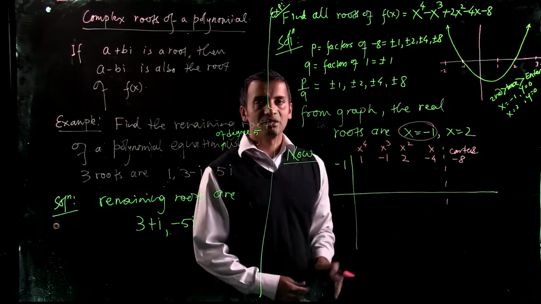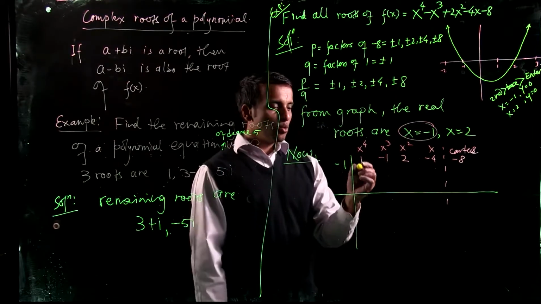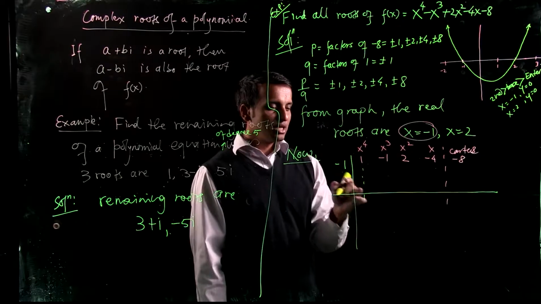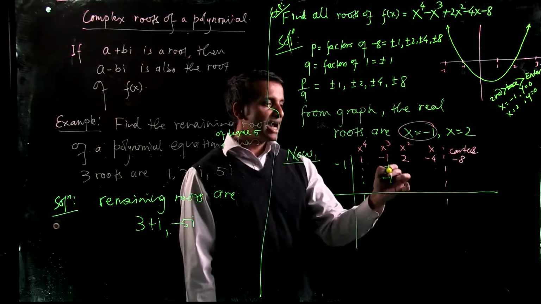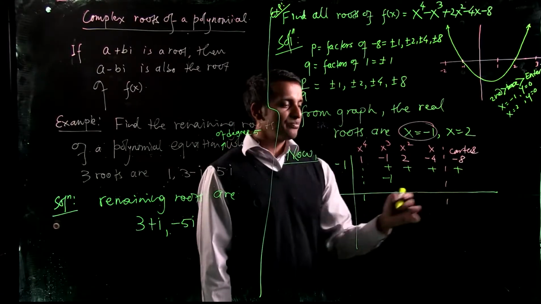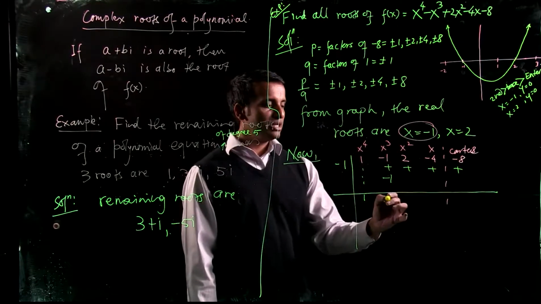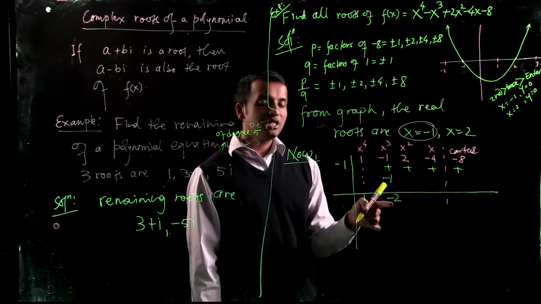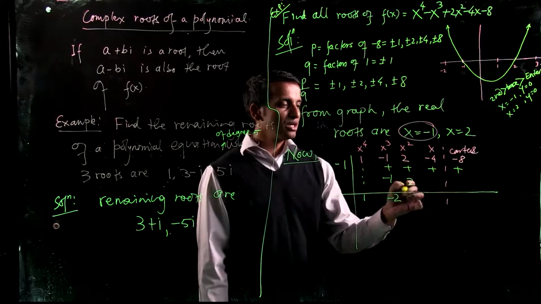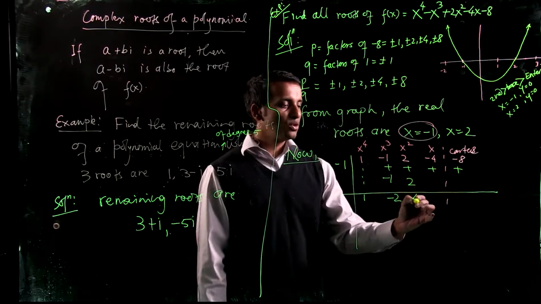So we pick this first, right? So what do you get? 1 goes to 1 directly. So negative 1 times 1 is negative 1. So you add all those all the time, right? So negative 1 will be negative 2. Okay, so negative 1 times negative 2 is positive 2. So 2 plus 2 is 4.